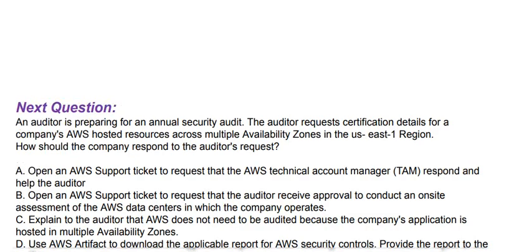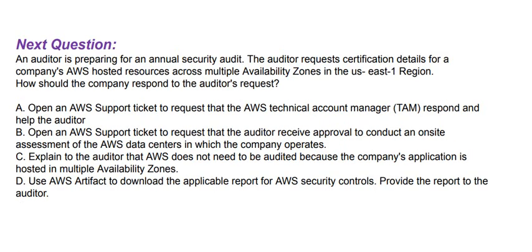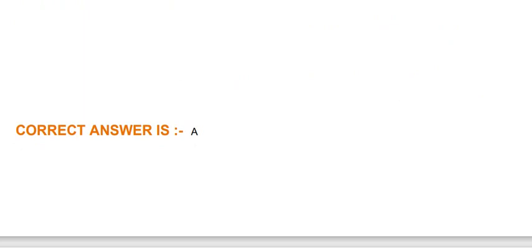Next question is, an auditor is preparing for an annual security audit. The auditor requests certification details for a company's AWS hosted resources across multiple availability zones in the US East 1 region. How should the company respond to the auditor's request? Please go through the options. The correct answer is option A.